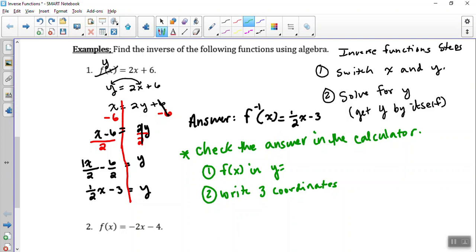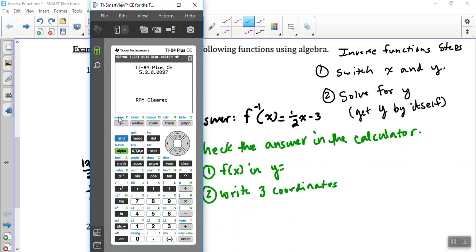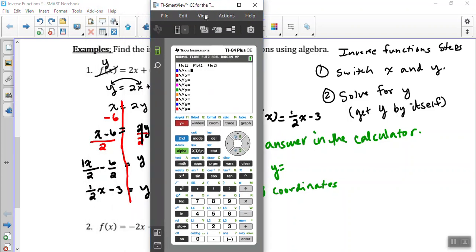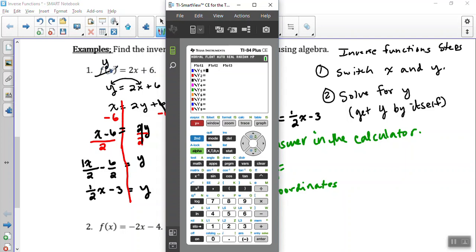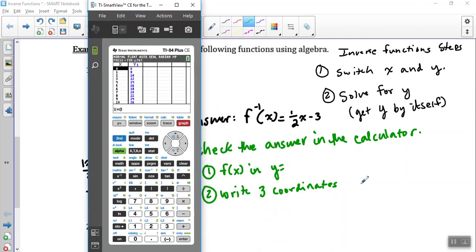Okay, so let me take my calculator here, and I'm going to go to y equals right here. Y equals, and then I'm going to plug in my original f of x here. My f of x is 2x plus 3. Okay, and I'm going to go to my table, which is where I can find all of my ordered pairs, my table. And then what I'm going to do is I'm just going to write down 3 coordinates.